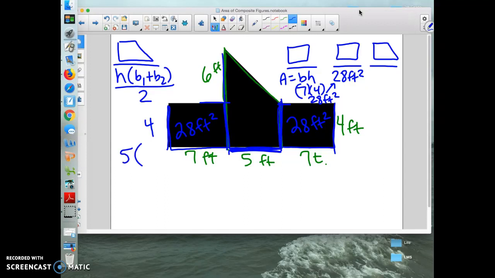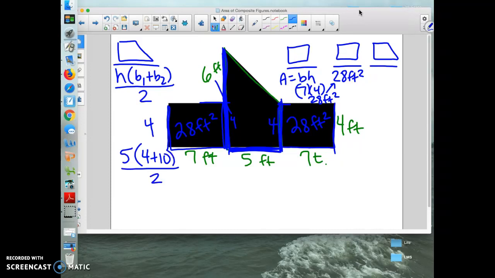Base 1, we already said that was 4, plus base 2. Now, this has the 4, and also has this part right here, which is 6. So that base is 4 plus 6, which is 10. So we have base 1 plus base 2: 4 plus 10, all of that divided by 2.